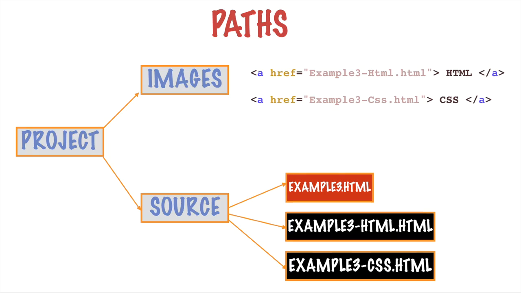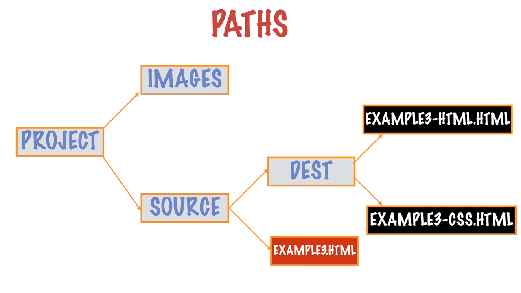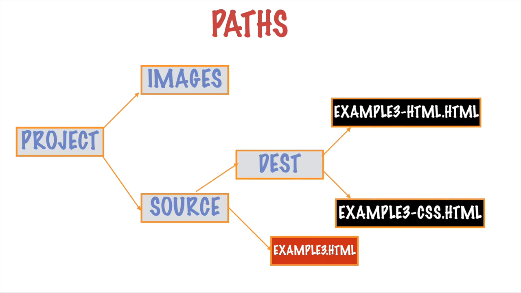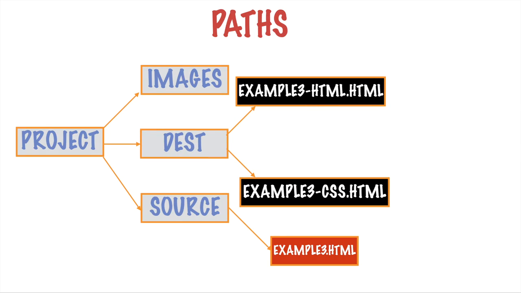Now let's say for a second that we changed the structure of our directory. We created a directory called destinations, and this directory contained these two HTML files. Now we would need to change the destinations of our links. The href would now point to dest/ followed by the name of the HTML file. In other words, the relative path now needs to include this destination directory.